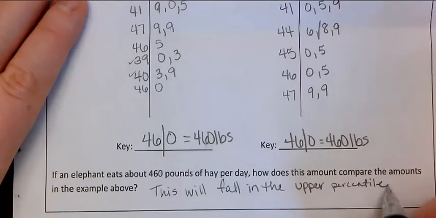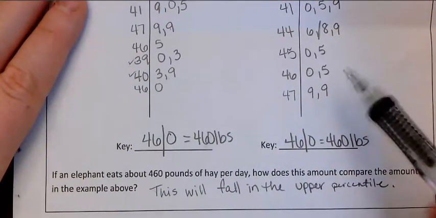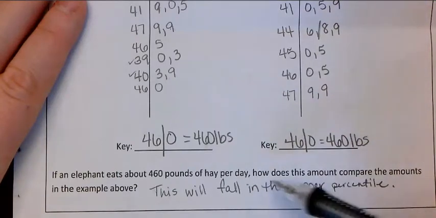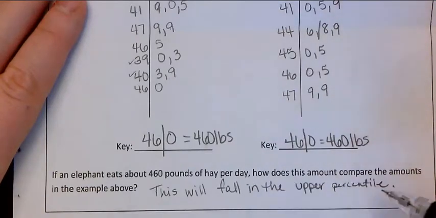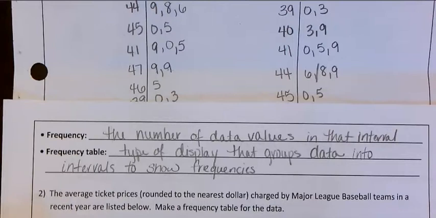Percentile, or whatever assumption that you have. That would be that this animal eats a lot compared to the 16 elephants that were analyzed. So the next thing that we have is on the back side of your notes, the frequency.